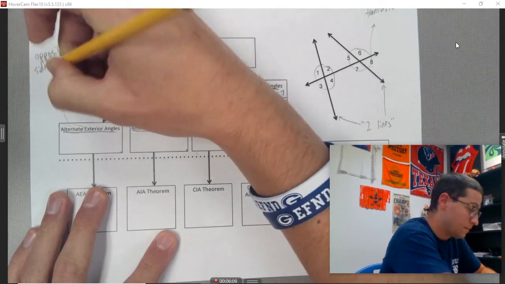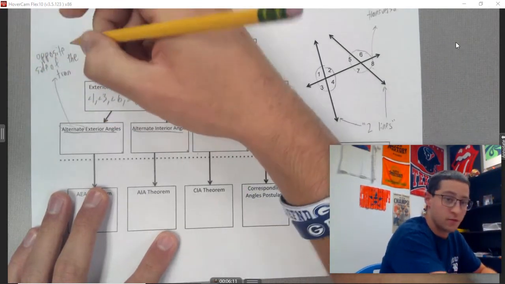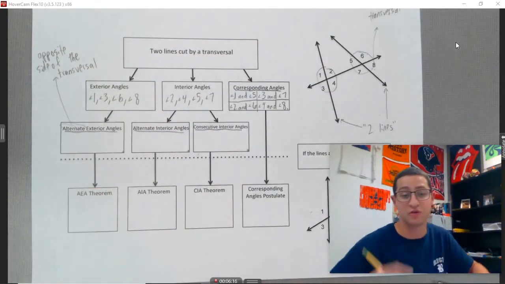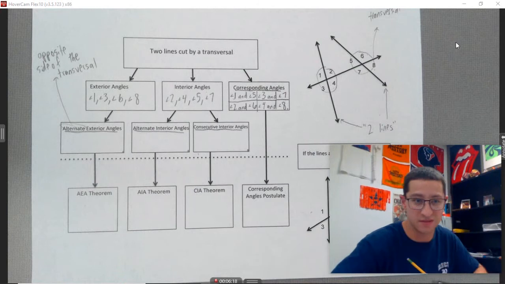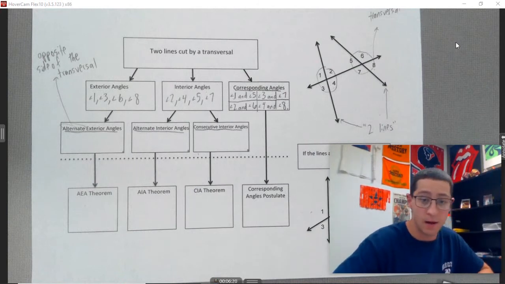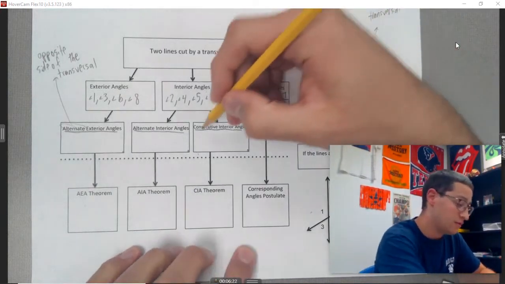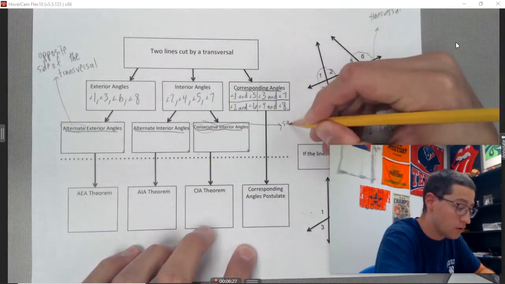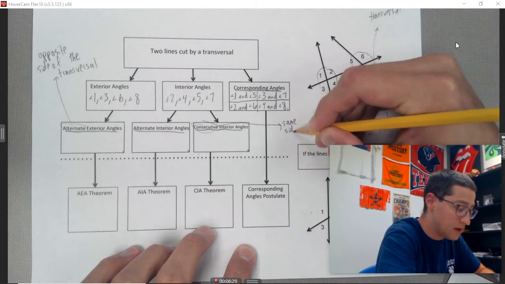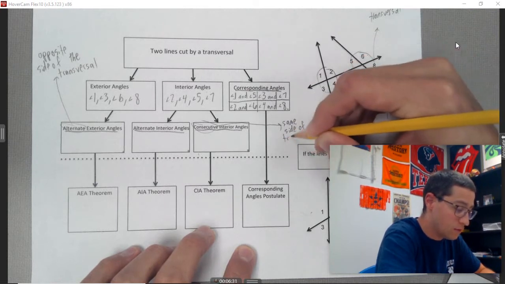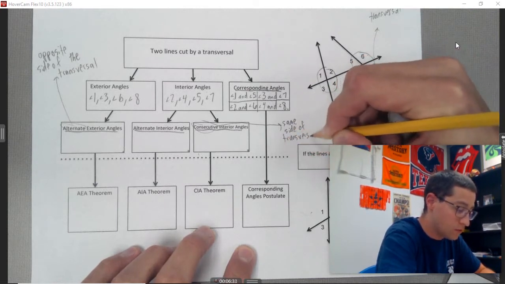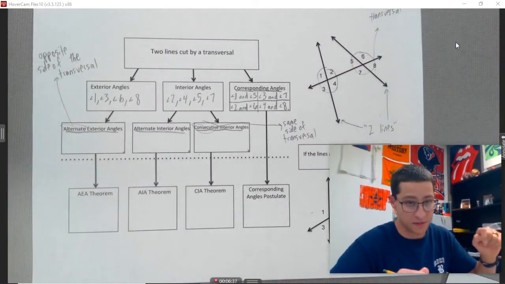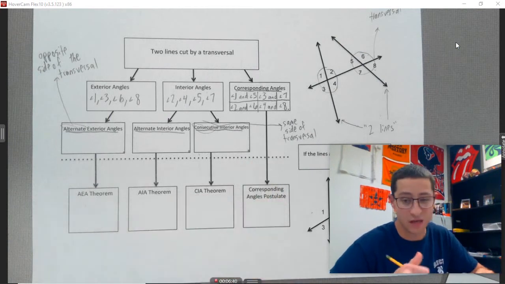of the transversal. All right, I'm telling you, every time you see alternate, you want to think the opposite side of the transversal. And then every time you see consecutive, I know there's a lot of arrows, we're going to think same side of transversal. All right, so alternate, opposite side of the transversal, consecutive, same side of transversal.